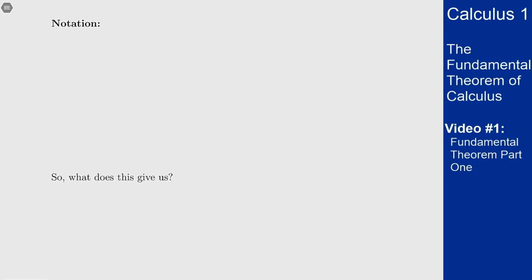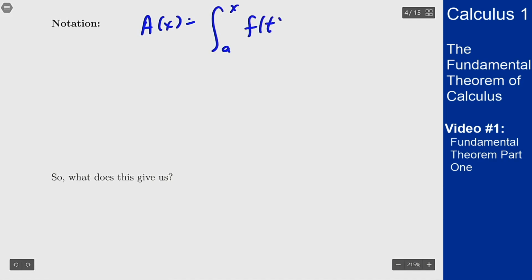Notation-wise, you'll notice that when I defined my function a of x, I had the integral from a up to x of f of t dt. So this letter in here was not the same as the x that's up here and that's out here. It's important to keep those straight. You don't want to use the same letter because then you'll get confused with what's going where and how all this works out. It's important to make sure you keep the letters separate here so you know what's going on.